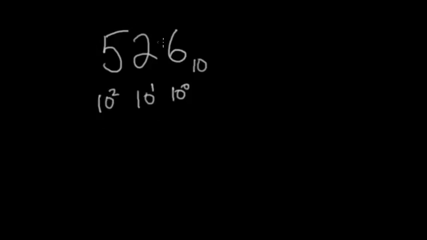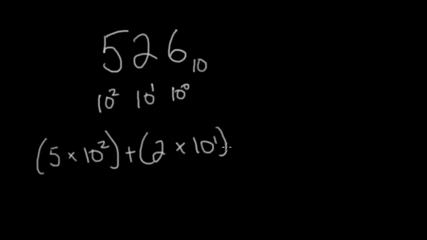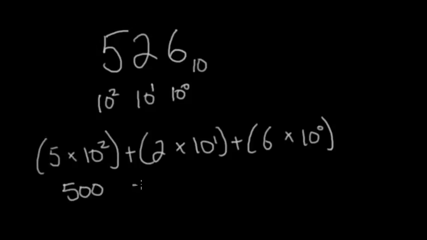So if you were to take this, and we already know what this number is, but to figure this out, you take this number, 5, and multiply it by its base and the place value it's in. So we have 5 times 10 to the second power plus 2 times 10 to the first power plus 6 times 10 to the 0 power. And so 10 to the second is 100, so 500 plus 20 plus 6. We all know what that equals, 526 in base 10.